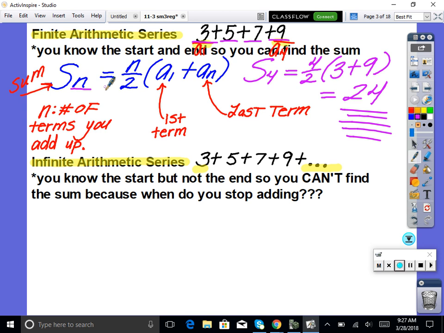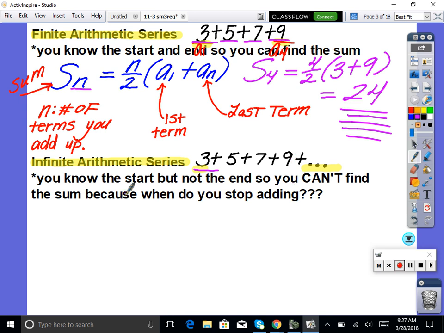Now, here's an infinite arithmetic series. Infinite means you know the start, but we're adding here and we don't know the end. So do you see how we're just going up by 2? So isn't this just going to go on forever? If we start trying to add this up, we're going to be sitting here adding for the rest of our lives because there's no end. It's getting bigger by 2. We don't know when to stop adding.